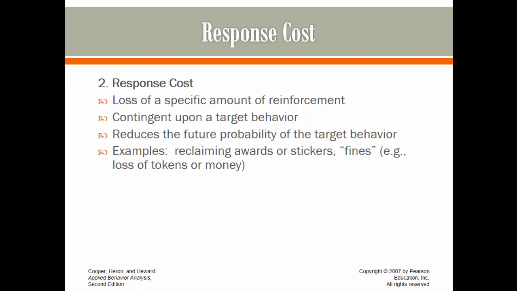So the second type of punishment procedure is a response cost. This typically is a loss of a specific amount of reinforcement. It is contingent upon a target behavior, and it reduces the future probability of the target behavior. That's how we know it's a punishment procedure. So one example might be reclaiming awards or stickers, or fines, or a fine jar, where you have a loss of tokens or money.